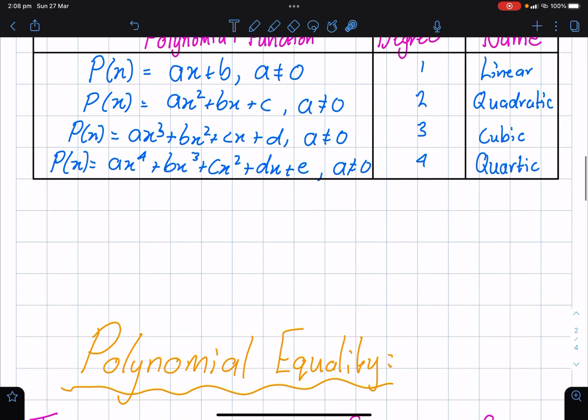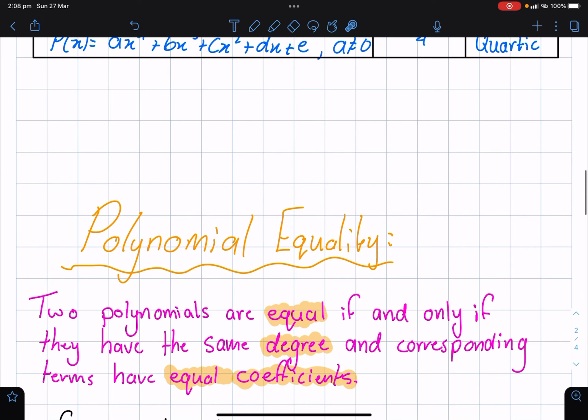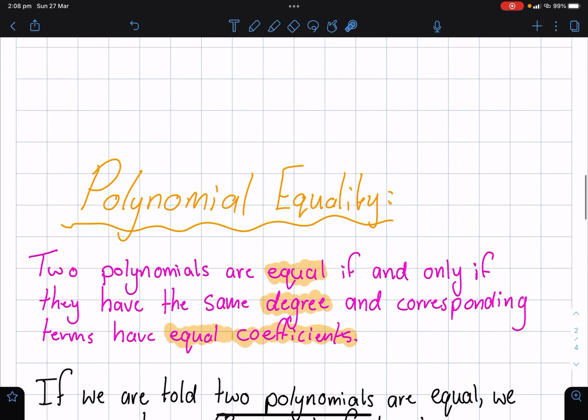So I want to go through polynomial equality. We can use these coefficients if we're told that two polynomials are equal and one polynomial has a bunch of unknowns. We can actually equate the coefficients to find those unknowns. So two polynomials are equal if and only if they have the same degree, so same highest value of n, and the same corresponding terms have equal coefficients.